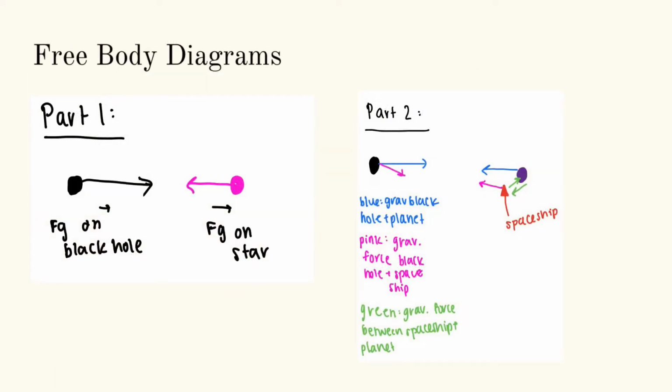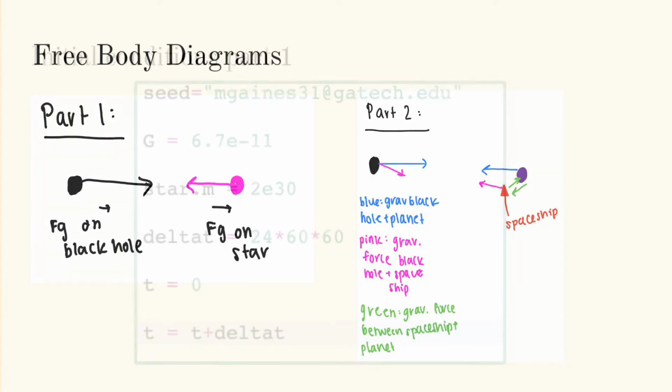The free body diagrams for Part 1 and Part 2 are shown on this slide. For Part 1, the gravitational force on the star is used to find the mass of the black hole. In Part 2, multiple gravitational forces are used to find the initial velocity. The system in Part 1 is the star and the surroundings is the black hole. In Part 2, the system is the spaceship and the planet, and the surroundings is the black hole.